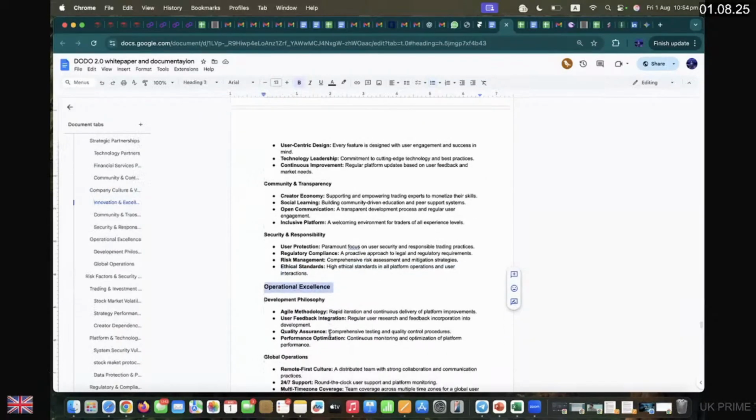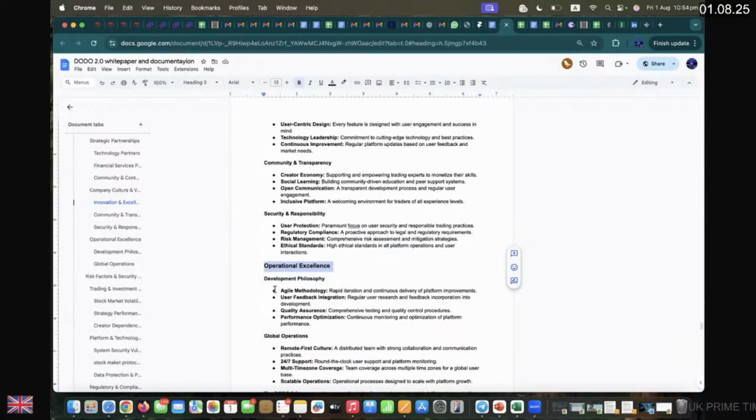Operational excellence, development philosophy, agile methodology. We use rapid iteration and continuous delivery of platform improvements. User feedback integration. You already know how we have been performing as a tech team on your recommendations.